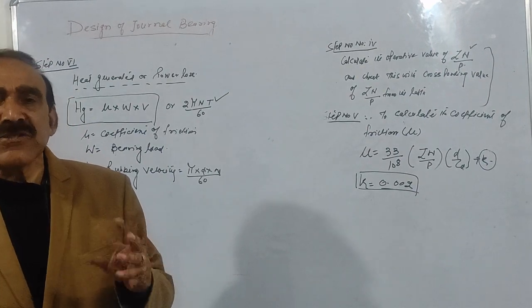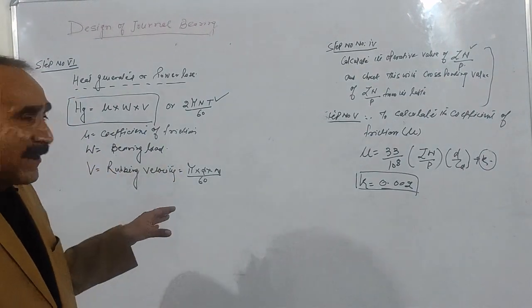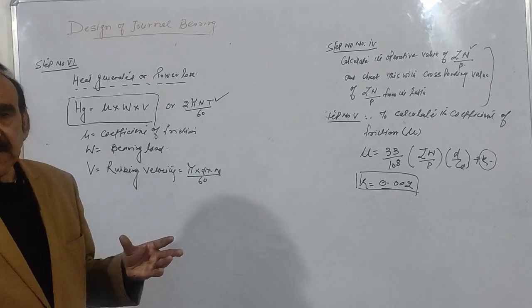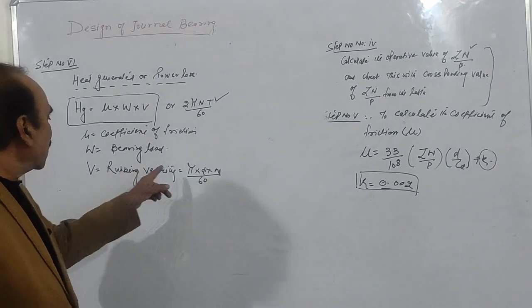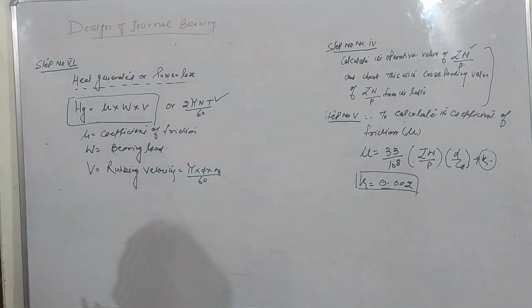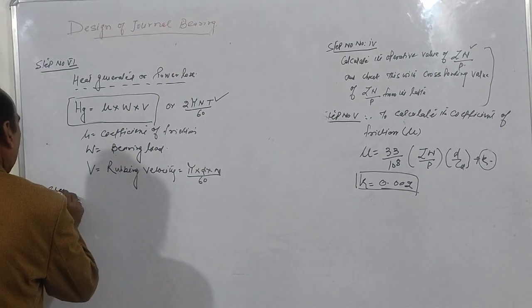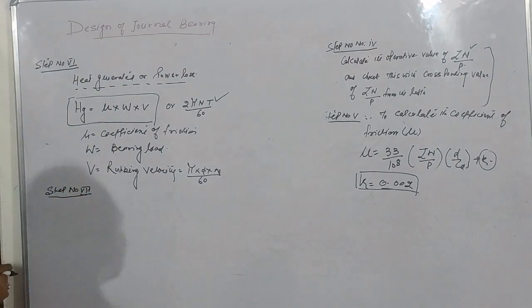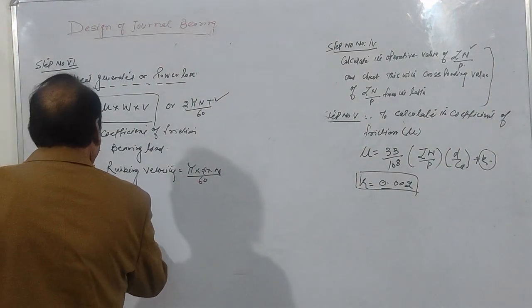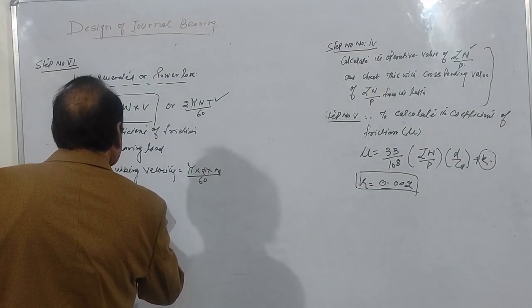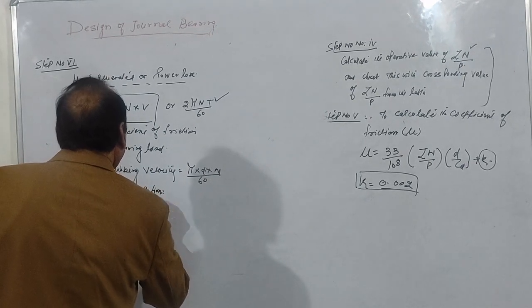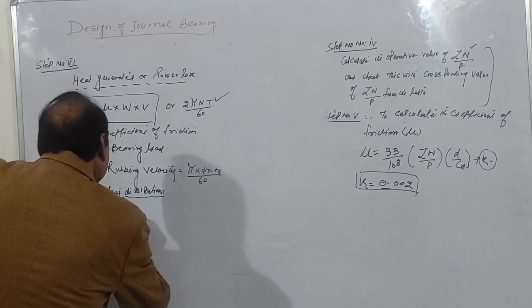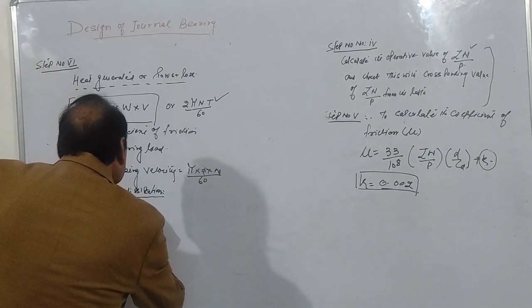So by changing these values, we have to redesign the bearing, or you will cool the bearing by an artificial method. Now heat dissipation we will do. Step number seven is heat dissipation, which we denote by HD.